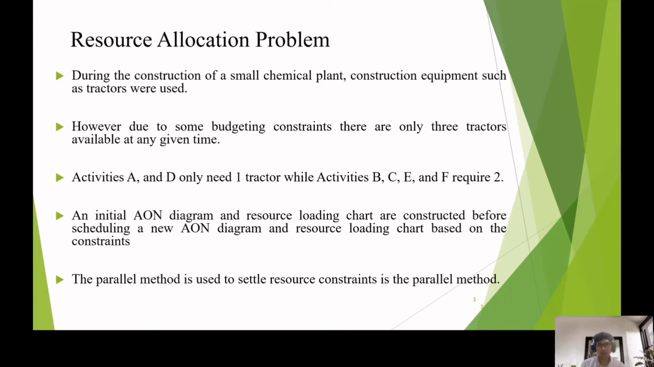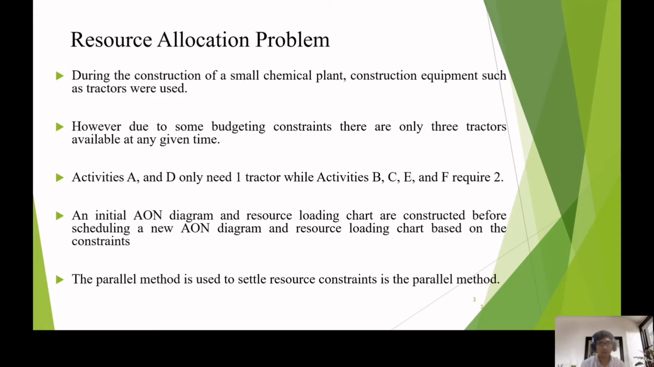So for our resource allocation problem, during the construction of a small chemical plant, construction equipment such as tractors are used. However, due to a budgeting problem, there are only 3 tractors that can be used at any given time. Activities A and D only need 1 tractor, while activities B, C, E, and F require 2. Initially, an AON diagram and resource loading chart are constructed before constructing a new one based on the constraints, using the parallel method.